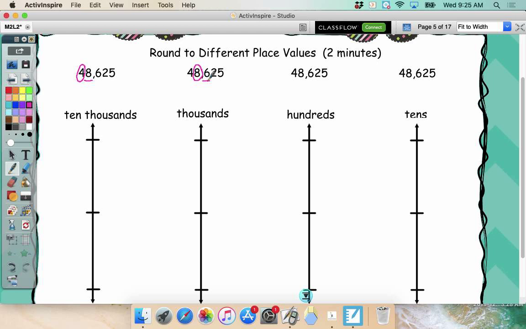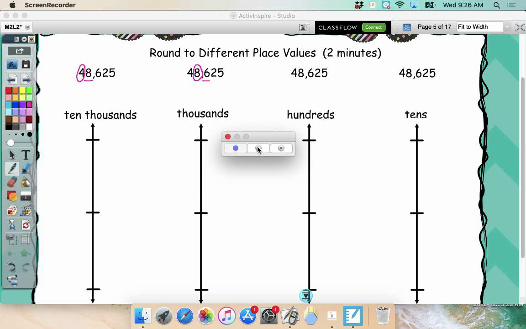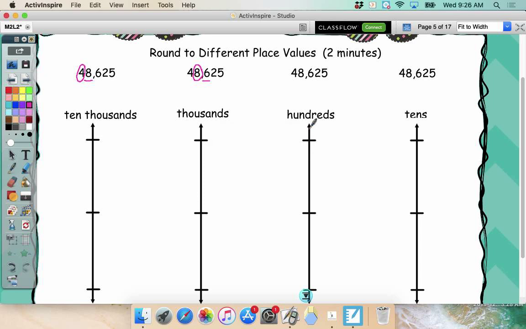What's the next place value? They have to write these in, so that's why. Oh, you have to write the numbers? Okay, let me pause it while you write the numbers. Okay, so the next one says hundreds. So what digit will I circle? The 6, and I look at the 2, don't I? Underline the 2. And then in this one, circle the 2, underline the 5.